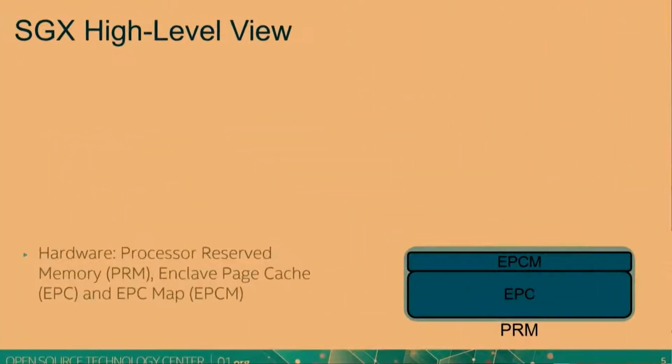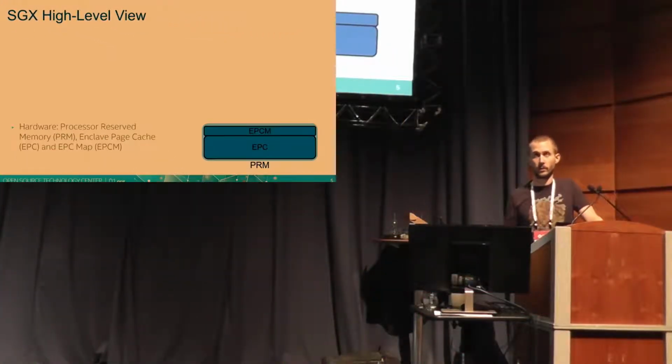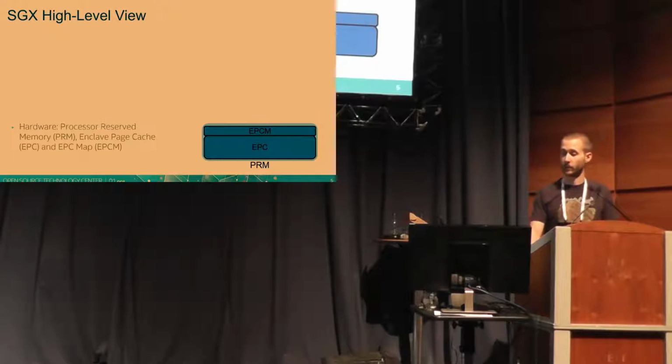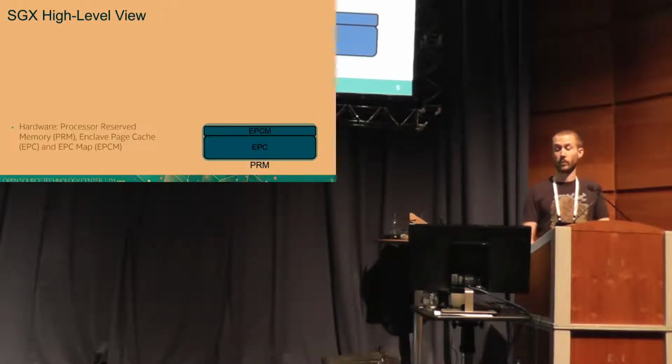Starting at the hardware level, there's what's called processor reserved memory. This is in the hardware implementation for SGX, not necessarily the more hardware-agnostic architecture. But realistically, what you're going to see in practice is this chunk, and it's carved out by a range register. Within that PRM, there's what's called the enclave page cache. The enclave page cache is essentially what's usable for building enclaves. It's just specialized memory that user space actually gets to use to build these enclaves.